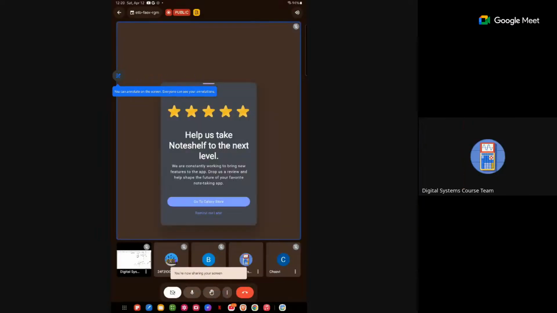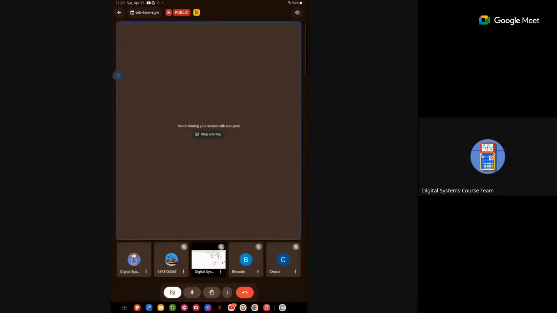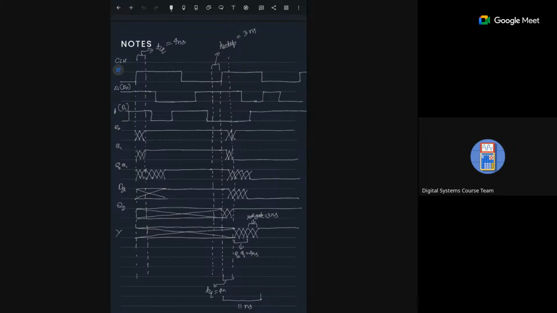Okay, so this is the timing diagram I tried to draw. I assumed A and B as random inputs. So I found Q0 and Q1 to be valid at the first clock edge, right? Because it's just A and B. And Q0 and Q1 appear after this TCQ, and this is the delay of the logic gate U2. In total, this is 8 nanoseconds.